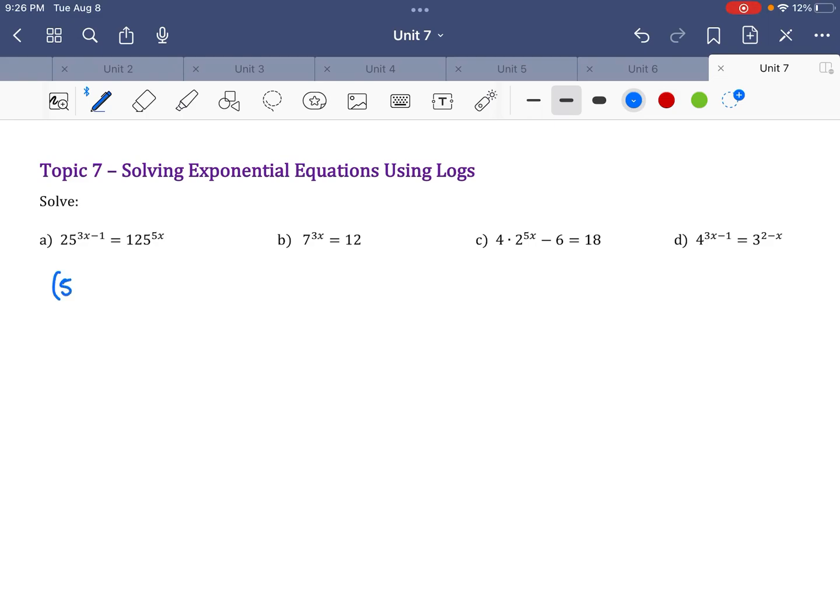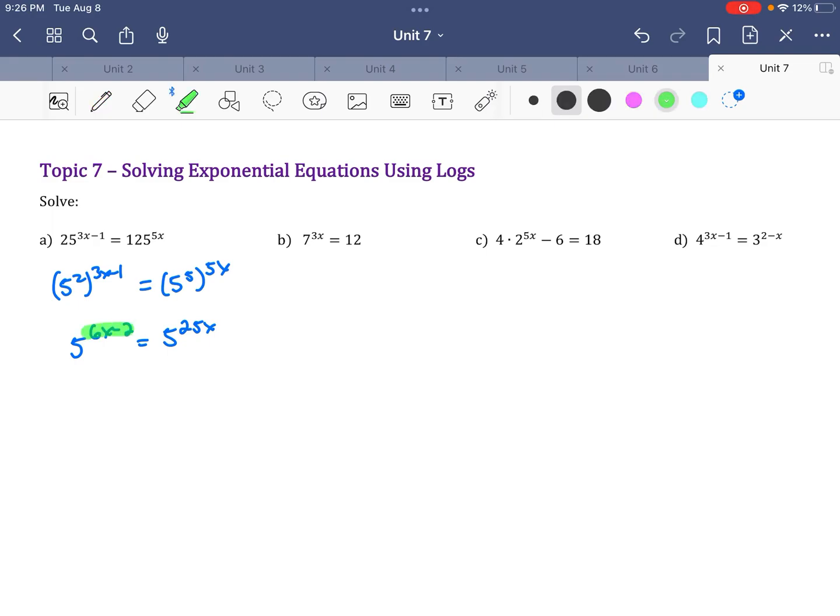Like 25 is a power of 5, so I would change 25 to 5 squared and leave 3x minus 1. 125 is 5 to the third, so change that to 5 to the third and then 5x. So in this problem, 2 times 3x minus 1 is 6x minus 2, and 5 to the 25x. I was able to get the bases to match.